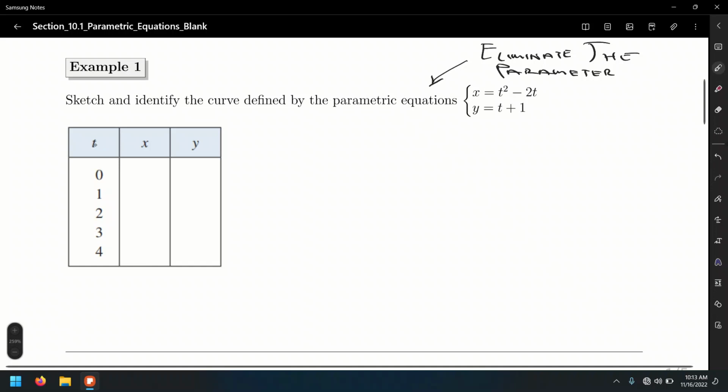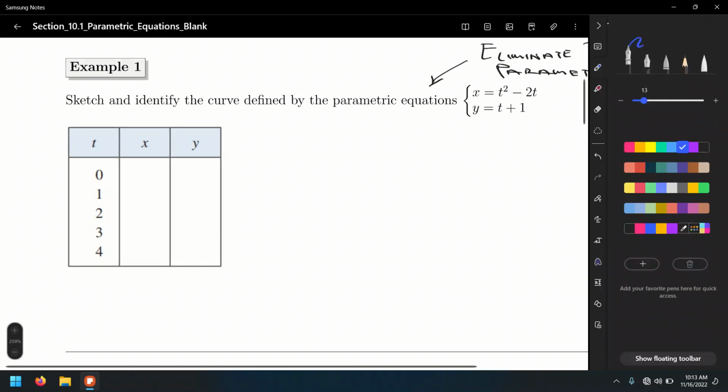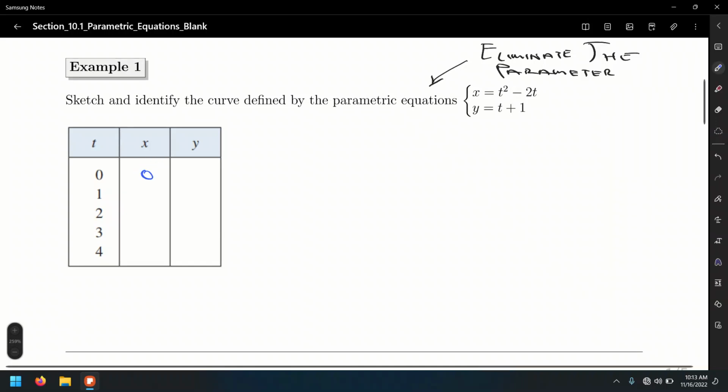In this case, plug in t equals 0 for the x equation. That's going to be 0 squared minus 2 times 0, which is just going to be 0. For the y component, that's 0 plus 1, which is 1. And this will produce the following ordered pair, 0, comma 1. So that means that at t equals 0, the particle is located at the point 0, comma 1.